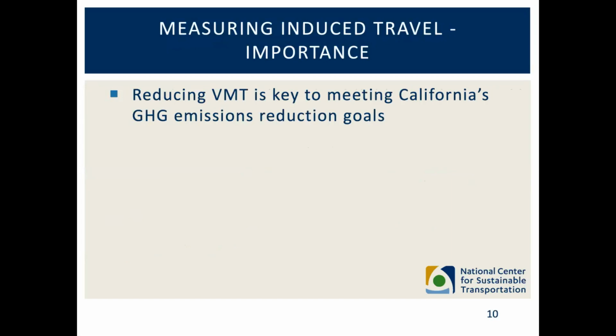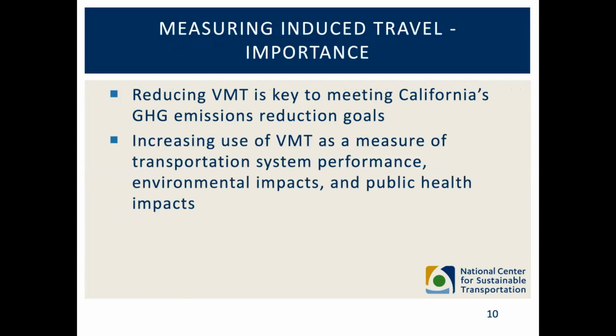So as the California Air Resources Board has recognized in its 2030 scoping plan and 2018 progress report on implementing Senate Bill 375, VMT is key to meeting California's GHG emissions reduction goals. In addition, as Susan mentioned, jurisdictions across California are increasingly using VMT as a measure of transportation system performance, as well as the environmental impacts and public health effects of new land use developments and transportation projects. And that's largely due to Senate Bill 743, pursuant to which the Governor's Office of Planning and Research and the Natural Resources Agency developed CEQA guidelines requiring agencies to replace auto level of service with VMT as the primary metric of transportation impact significance under CEQA, or the California Environmental Quality Act, at least for land use development related projects.